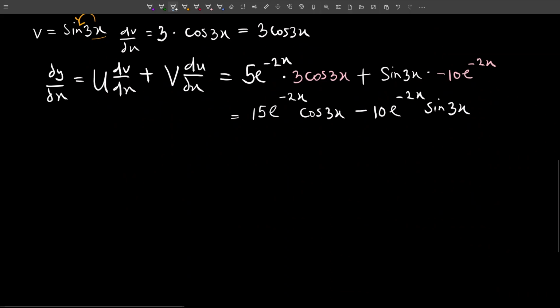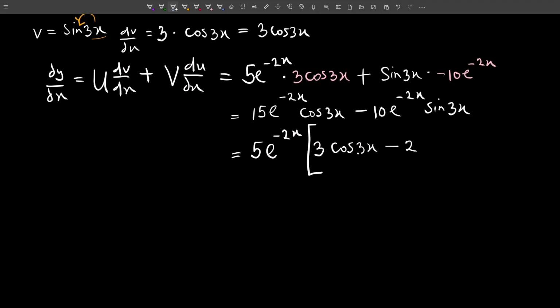Or we can decide to simplify further because e raised to the power minus 2x is common in both cases. And also, I think 5 can also go in both cases as well. So I can factorize out 5e raised to the power minus 2x. Factorizing this out, what will be left here? 5 in 15 should give me 3. And e raised to the power minus 2x, cancel this, you have cos 3x. Minus 5 here should give me 2. And this cancels out that, we have sine 3x. So this is one way of getting our answer.